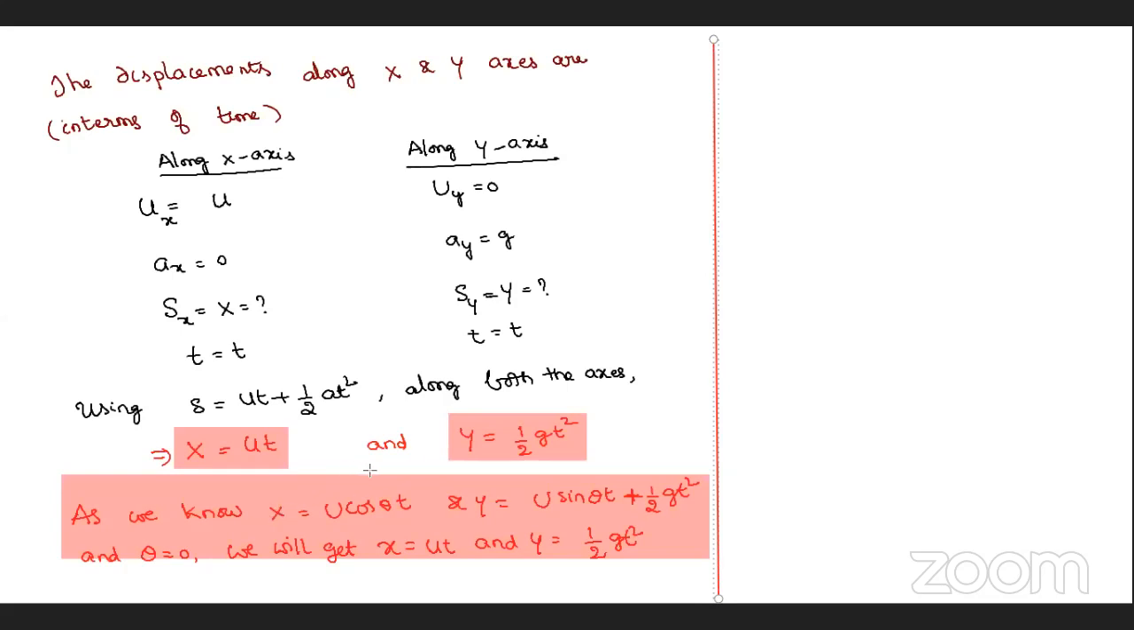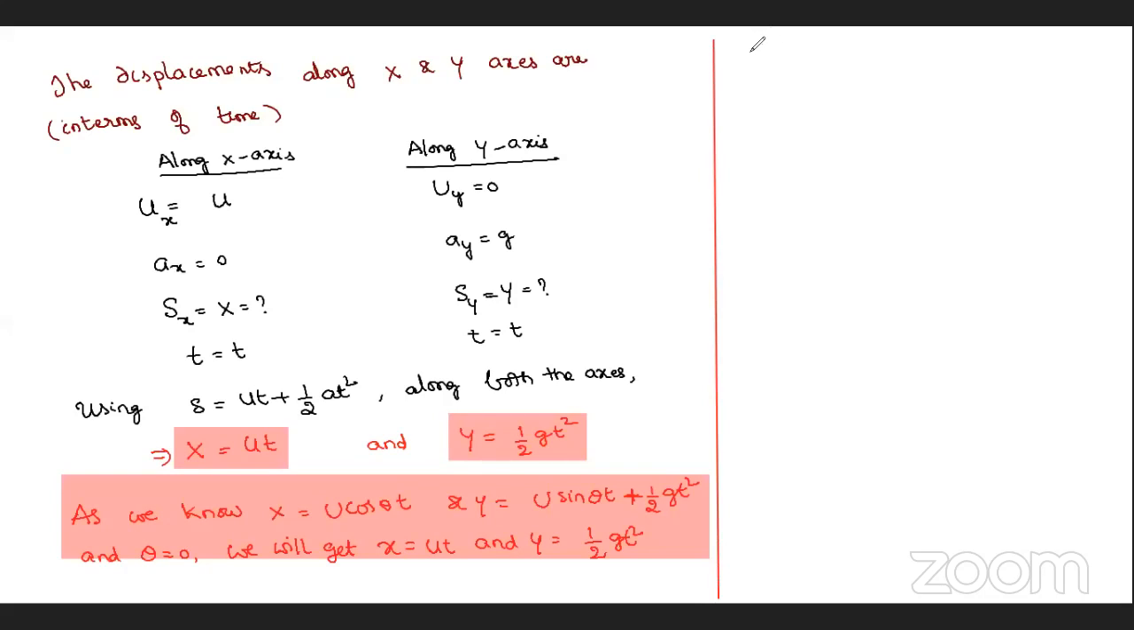Okay, leave it. Right. X is equals to ut and y is equals to half gt square. Understood. Now this is x and y. Okay, no problem. I have tried to give justice to it at least.